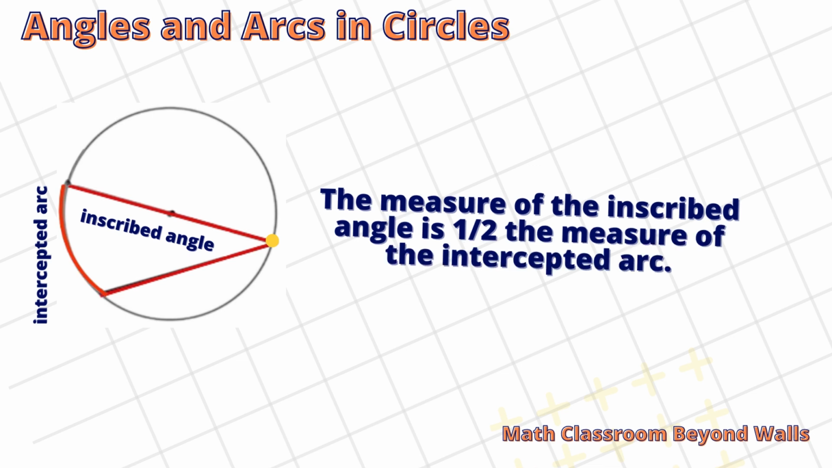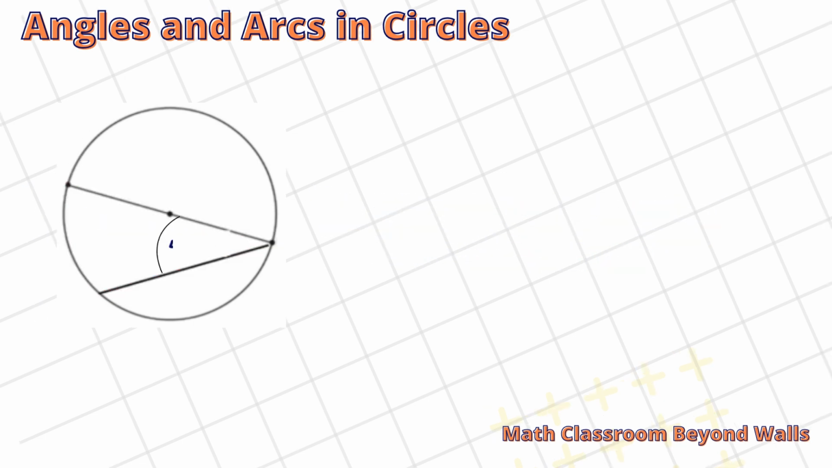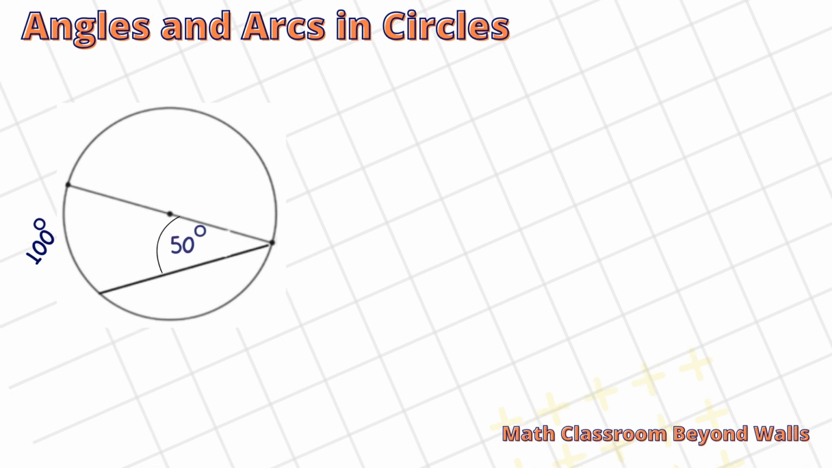What does this mean? It is like this. If the inscribed angle is 40 degrees, then the intercepted arc is 80 degrees. Did you get it? What about if the intercepted arc is 100 degrees? What is the measure of the inscribed angle? You are correct. It is 50 degrees.